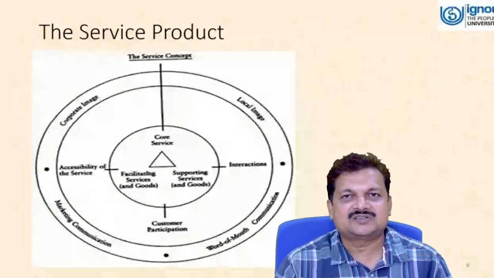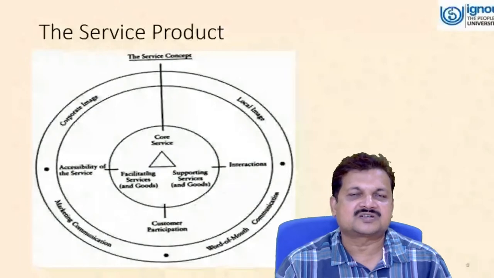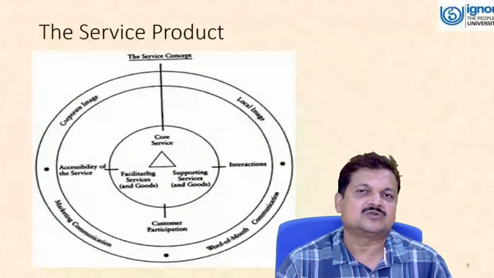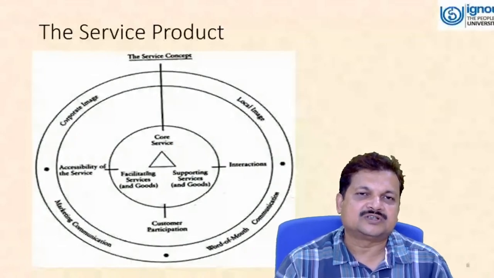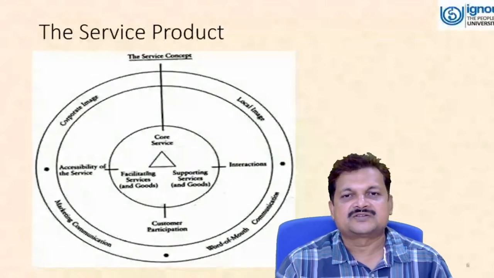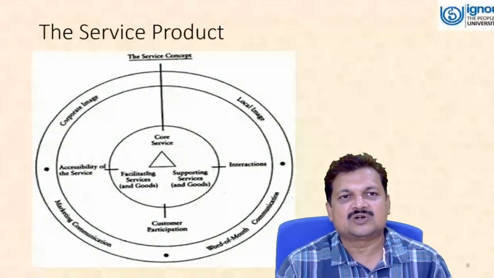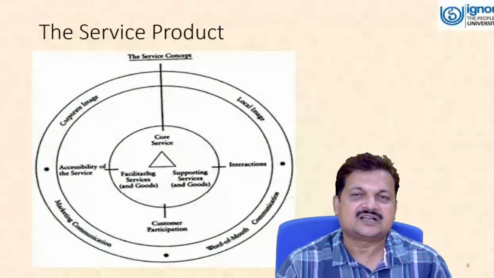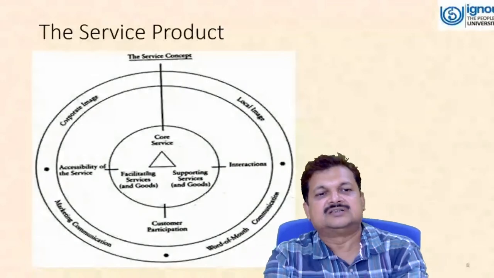Second is the local image, how the local customers are perceiving it. If you ask the taxi person or local people, how are they rating that particular hotel? So these are all kinds of local image, and every local retail outlet is able to identify or know about the status of that particular hotel. So that is the local image mostly they have.